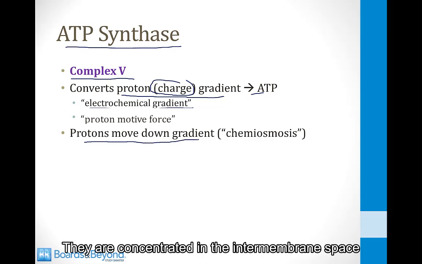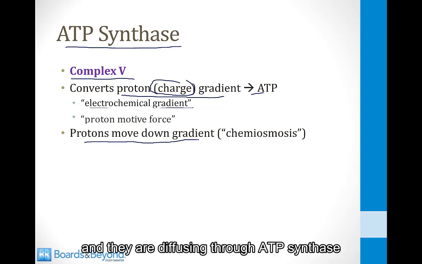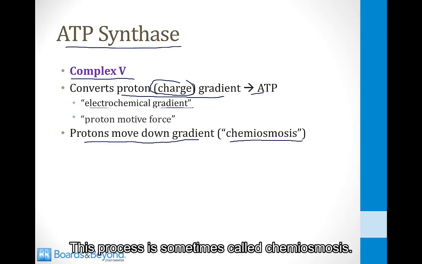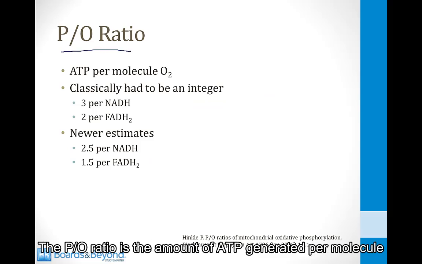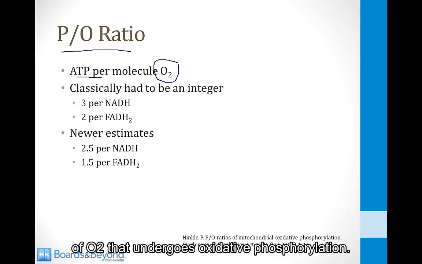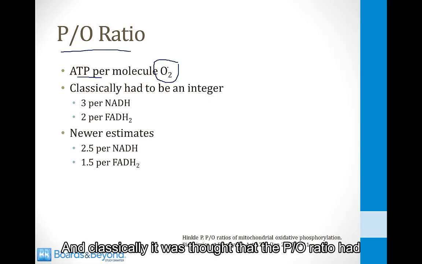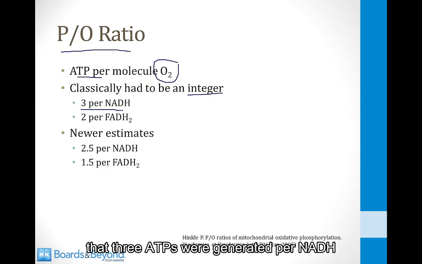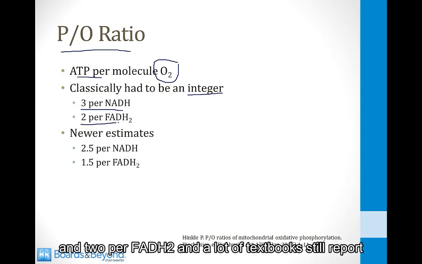They are concentrated in the intermembrane space, and they are diffusing through ATP synthase into a place where they are less concentrated. This process is sometimes called chemiosmosis. The PO ratio is the amount of ATP generated per molecule of O2 that undergoes oxidative phosphorylation. Classically, it was thought that the PO ratio had to be an integer, and from this they derived that 3 ATPs were generated per NADH and 2 per FADH2, and a lot of textbooks still report these numbers.